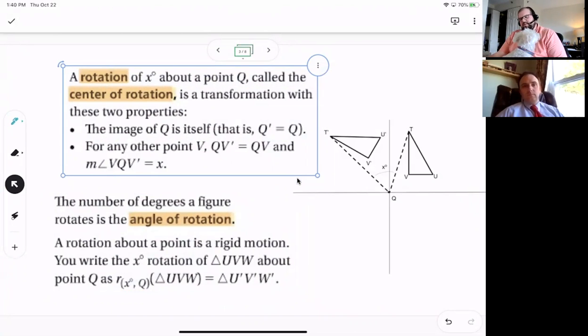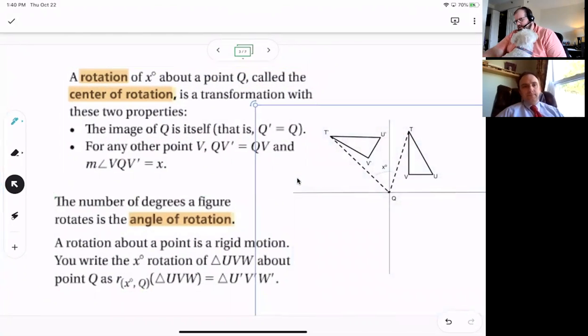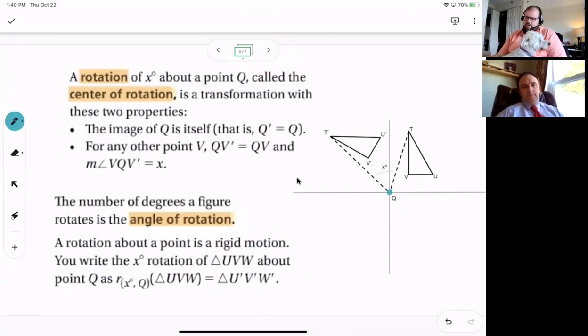This year, are we doing anything except around the origin? I don't remember. Focusing on the origin, we're only doing 90, 180, 270. So we don't really have to worry so much about what happens if we want to rotate around a different point. Our center of rotation is generally going to be the origin itself. And we're talking about if you started at T and then you spun that point by 90 degrees with the center of rotation at the origin, you end up at T prime.